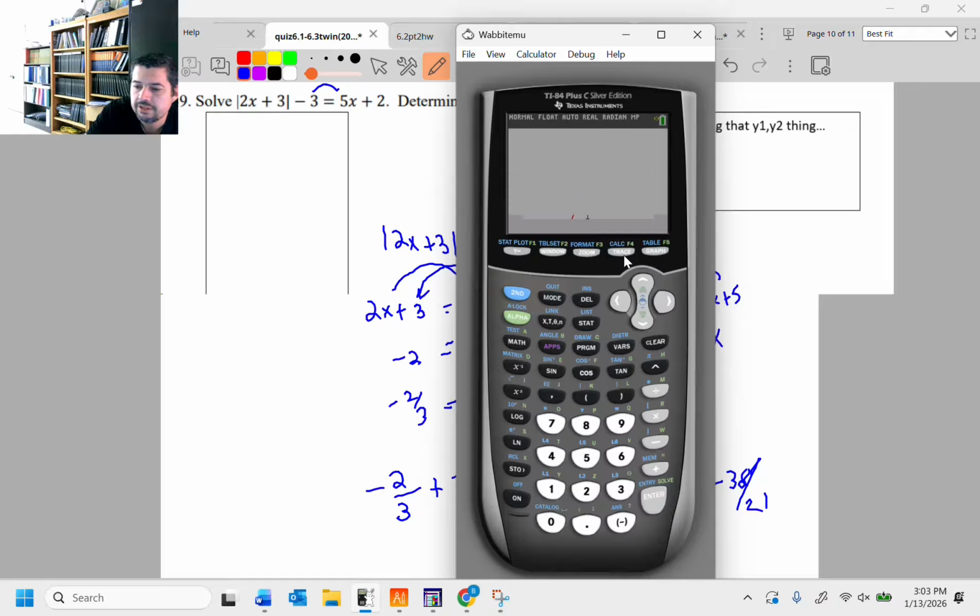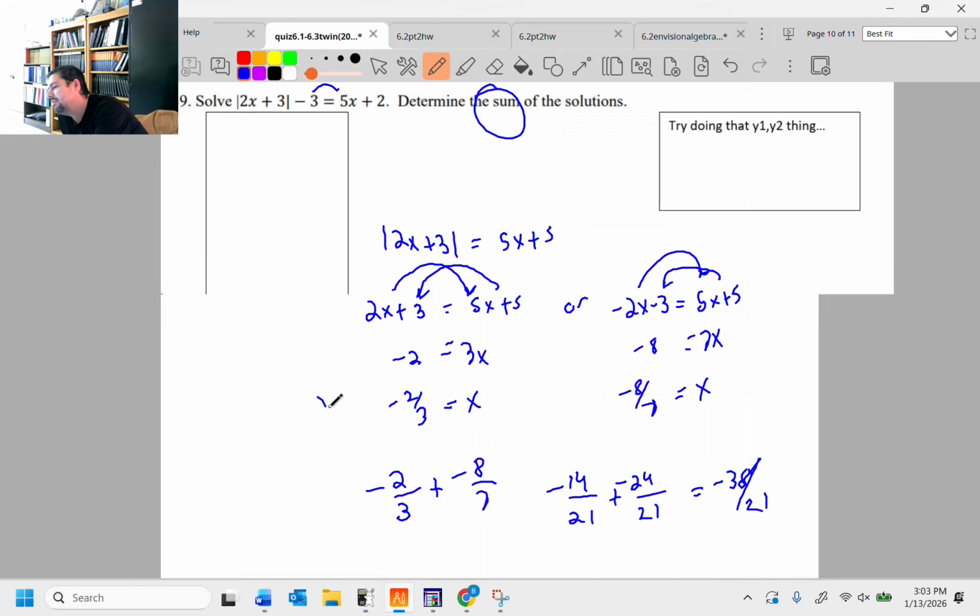So second, trace 5. Enter, enter, enter. And there she is, negative 0.66667. So algebra gave me two answers. This one is nothing. And since that is the only answer, that is the sum of the solutions.